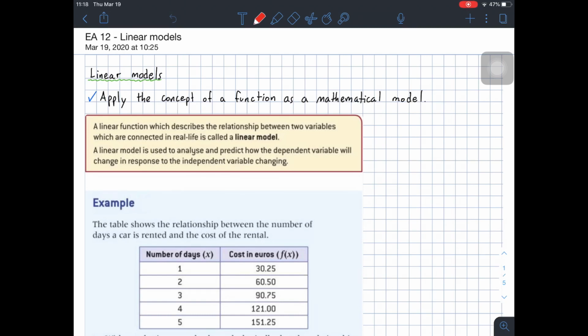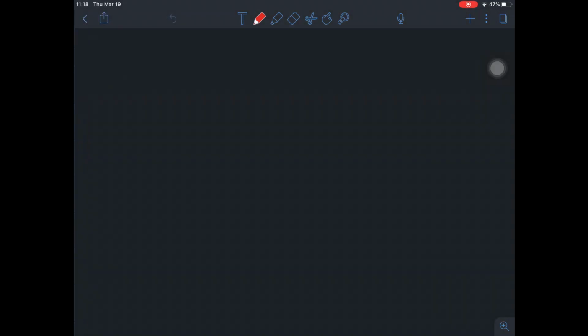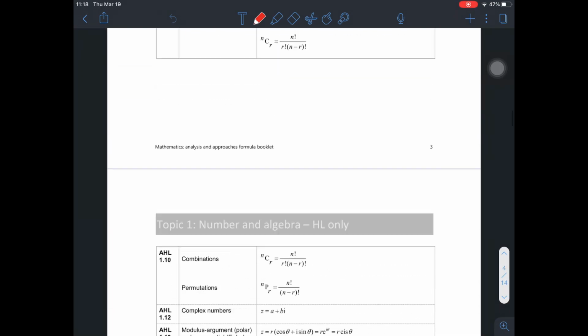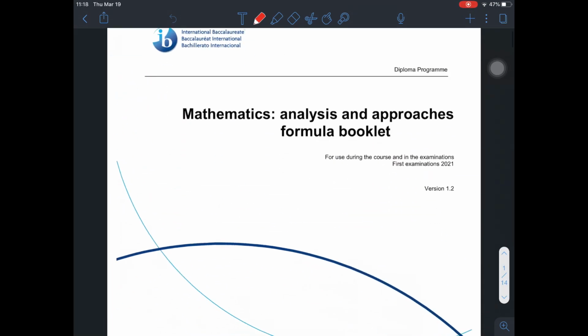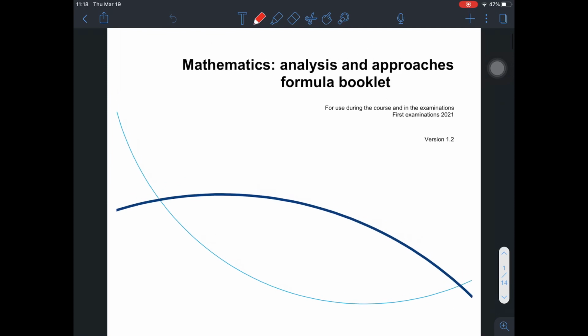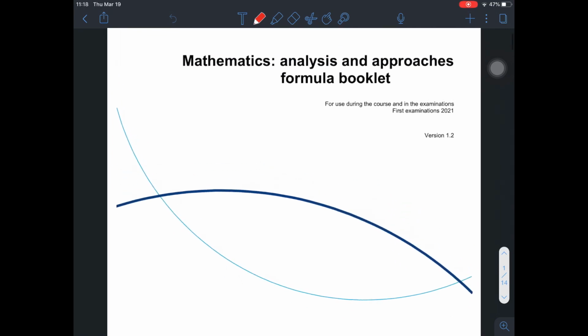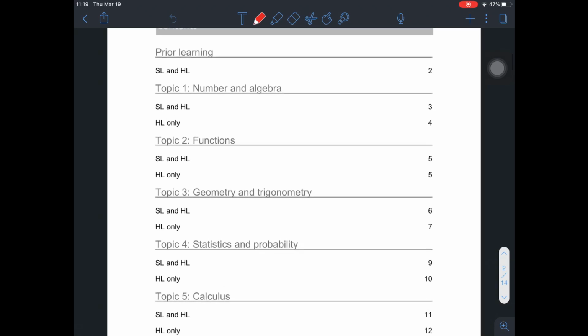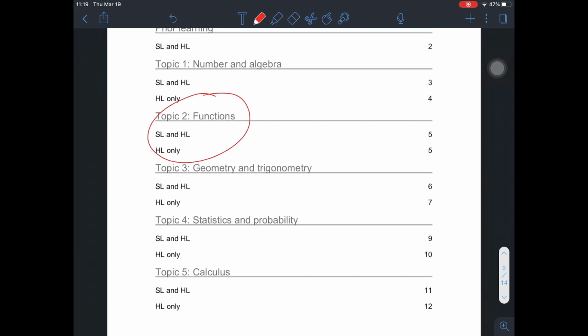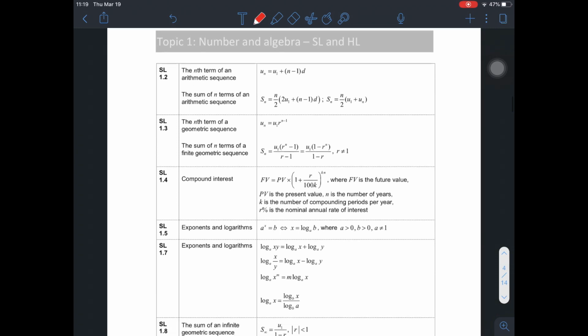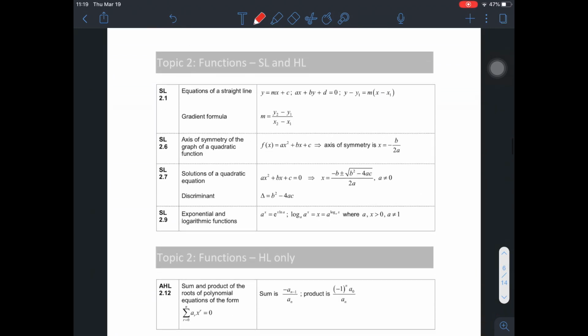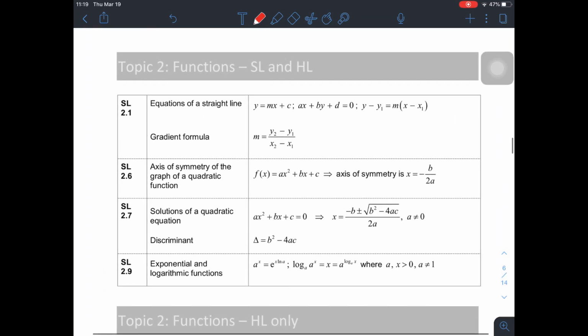Okay, so just to make a quick recap of what we were studying yesterday. Yesterday we've seen the different forms of expressing the equation of a linear function, right? If you go to your formula booklet, which is available in the Google Classroom, this is the official formula booklet of the IB for this program. If you go to topic 2, which is functions, you'll see all three different forms of equations of a straight line.